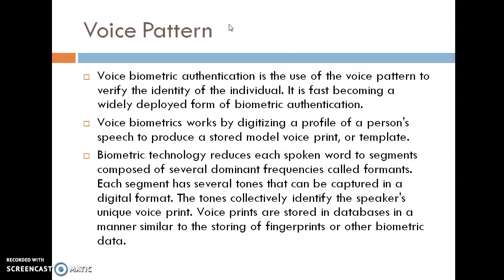The second one is voice pattern. Voice biometric authentication is the use of the voice pattern to verify the identity of individuals. It is fast becoming a widely deployed form of biometric authentication. Voice biometrics works by digitizing a profile of a person's speech to produce a stored model voice print, or a template.